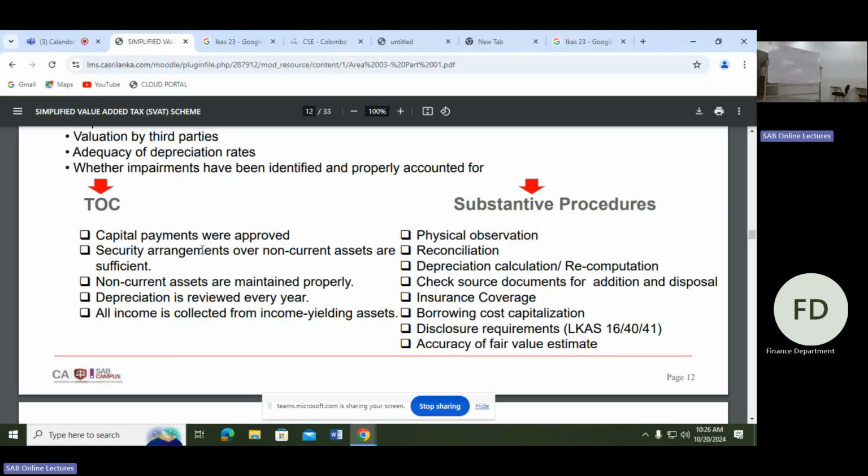Reconciliation according to the case study, there is an issue relating to the verification. So then, as auditor, we need to perform proper reconciliation in between this and that to ensure the accuracy of the balance. And that was the reconciliation.